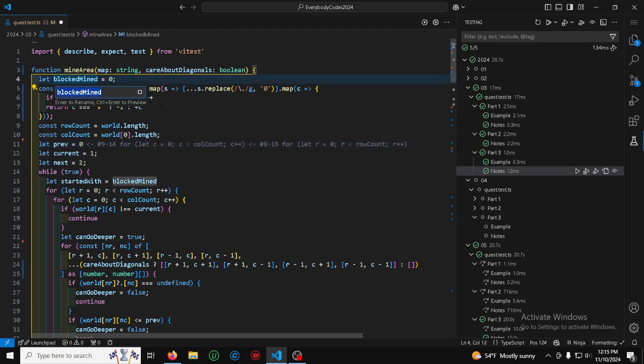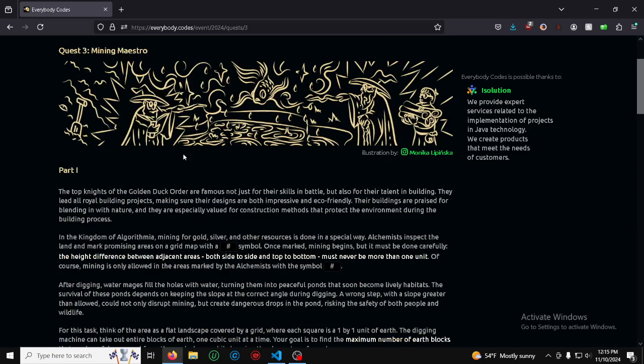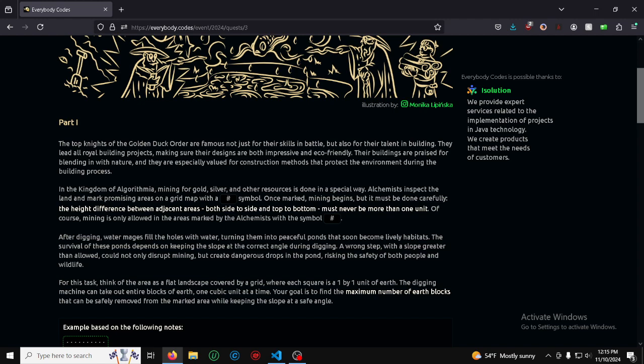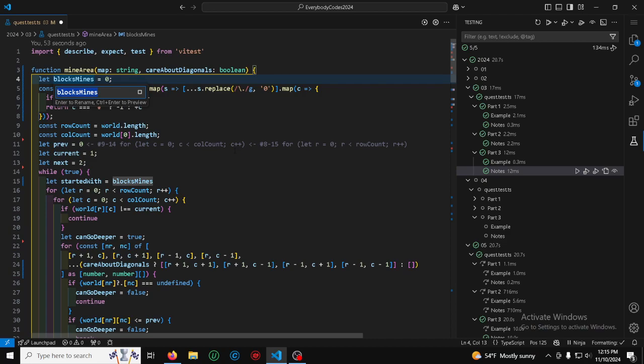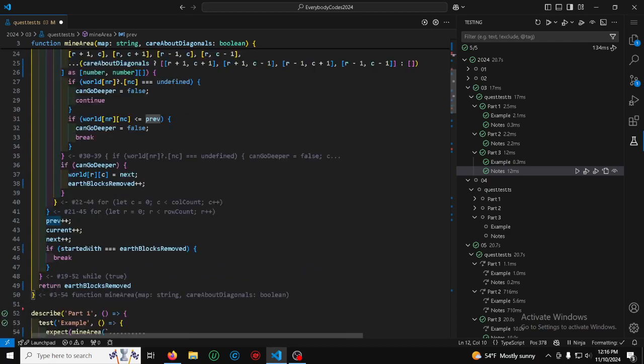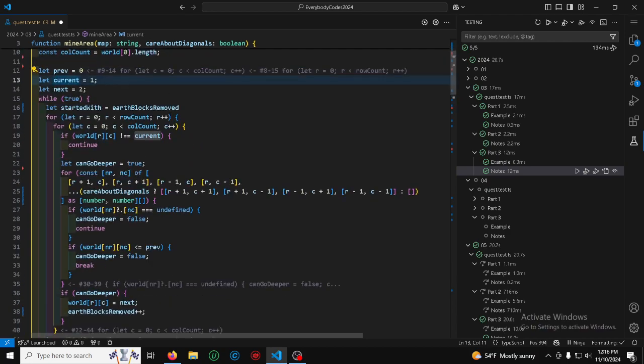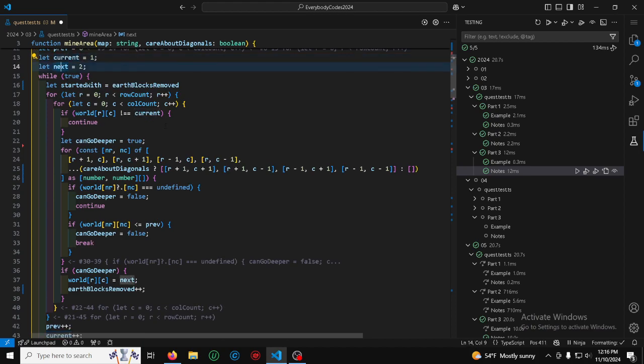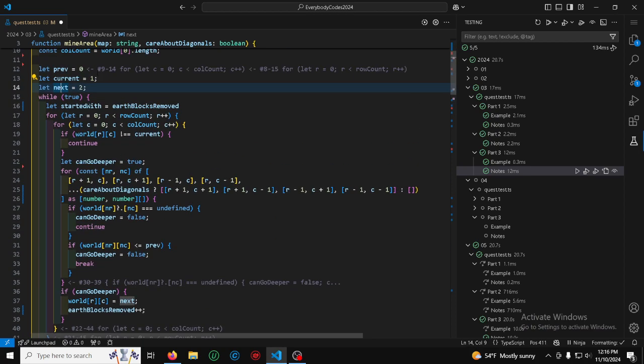And let's rename this. Okay, I didn't rename it to what I wanted. I also want to know, what are we aiming for? Earth blocks that can be removed from the marked area. Okay, yeah. Earth blocks removed. I love it. Okay, so we do that. We generate our world, our row count, our column count. Ah, these three numbers seem to be completely derivative. So what do I use previous for? Just a comparison. What do I use current for? A thing. What do I use next for? So they all literally have one use.